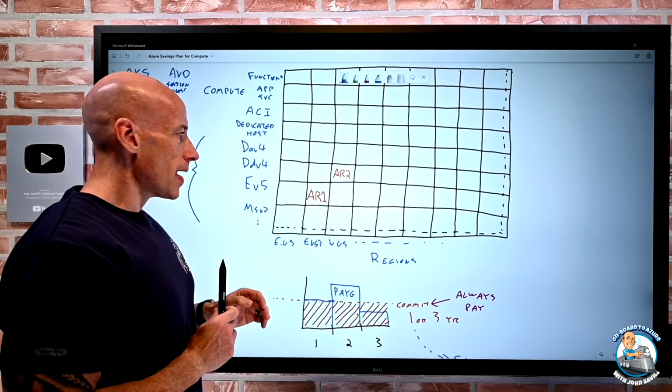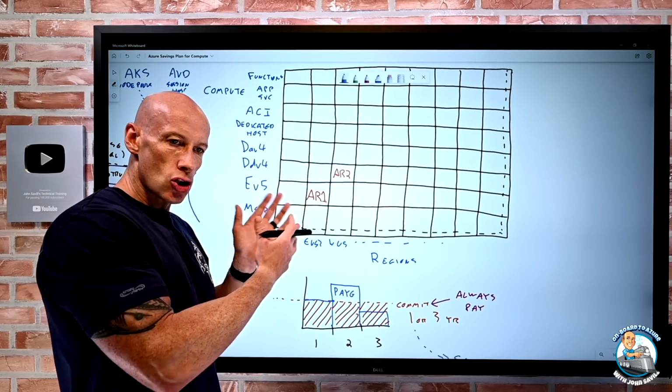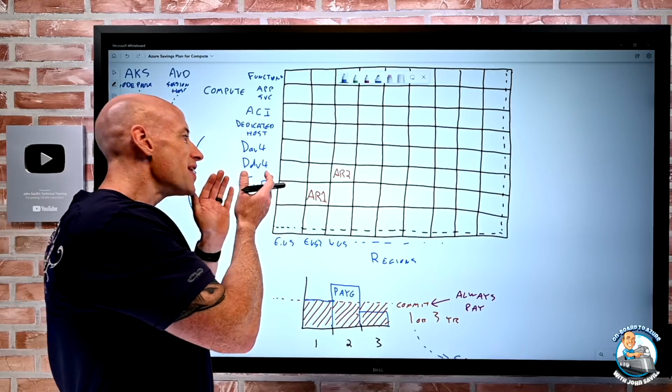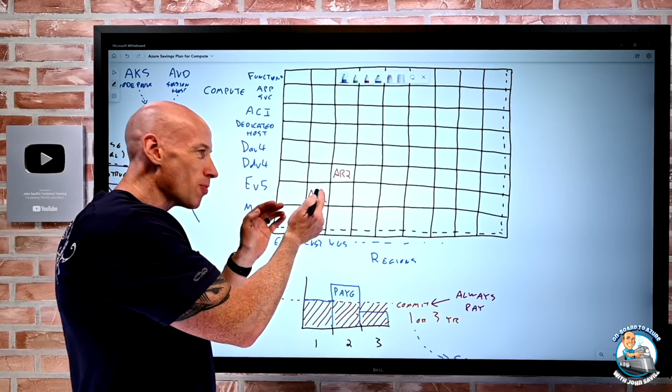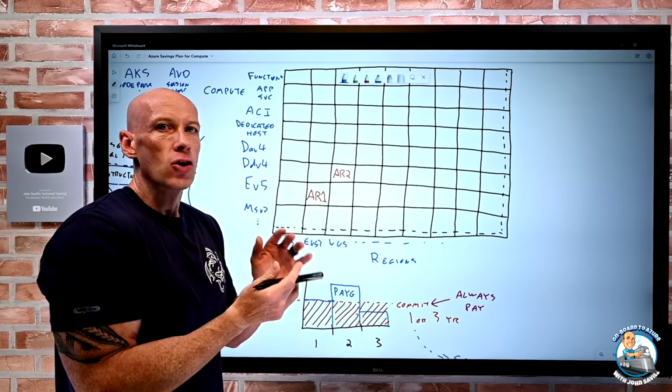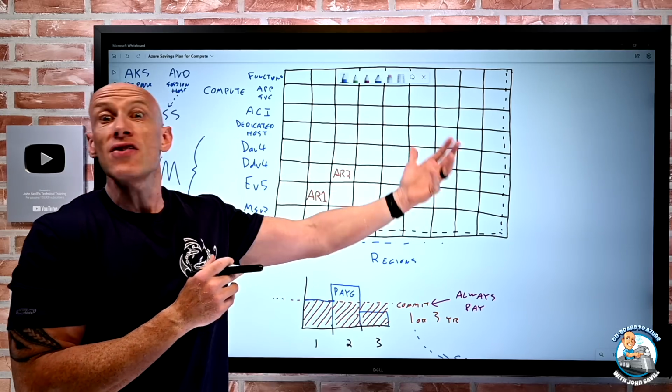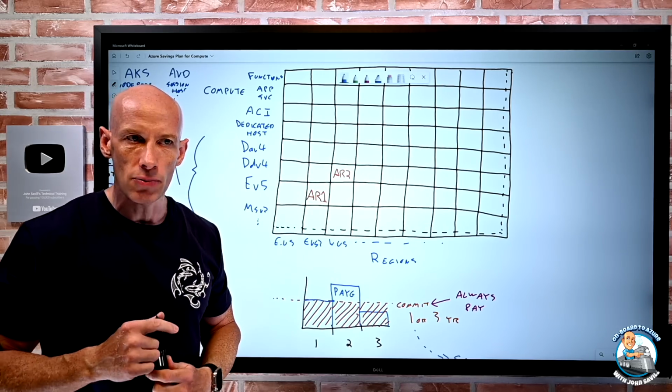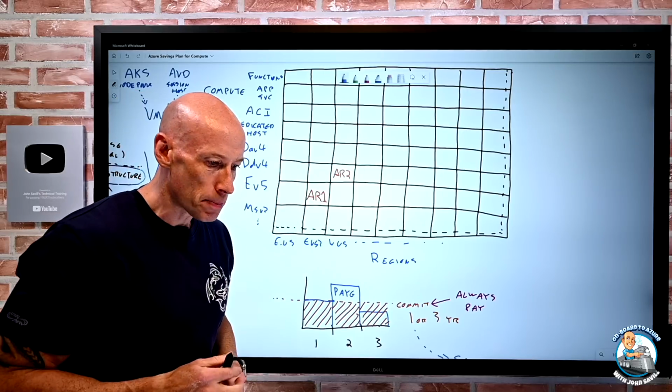I'm going to commit to spend a certain amount of this SKU for 1 to 3 years of this particular flexibility group. I can change the sizes within the DV4, but I couldn't just go and use an EV5 or some new version comes along. And it has to be in that region.